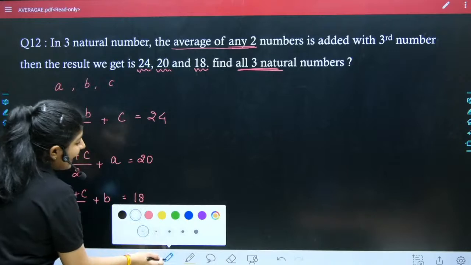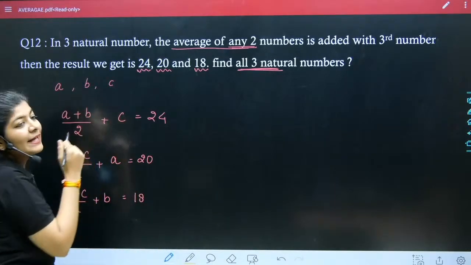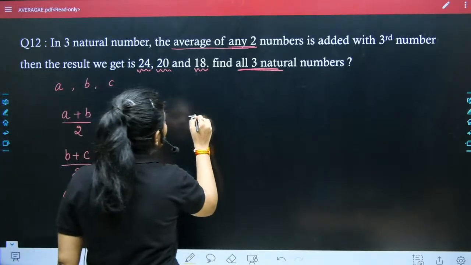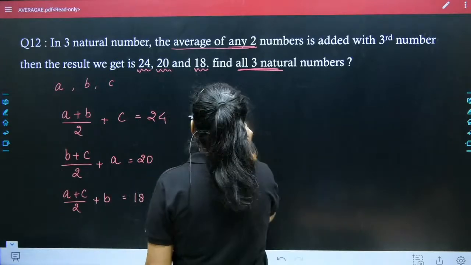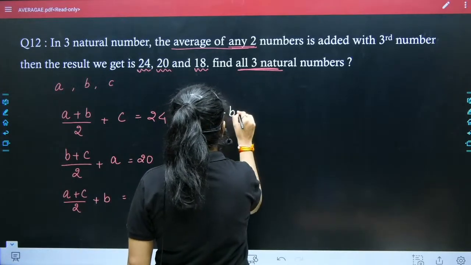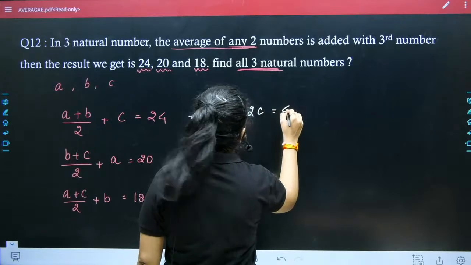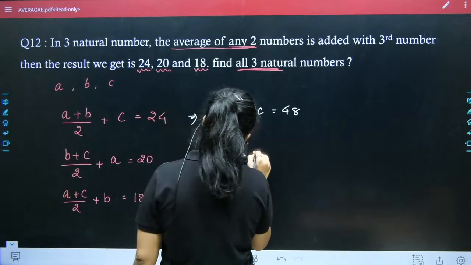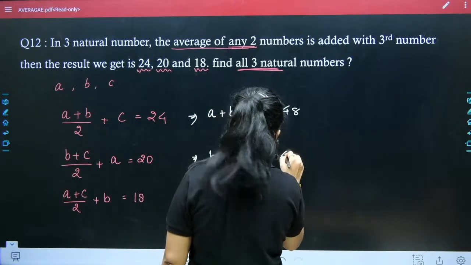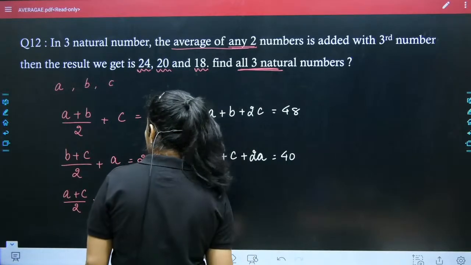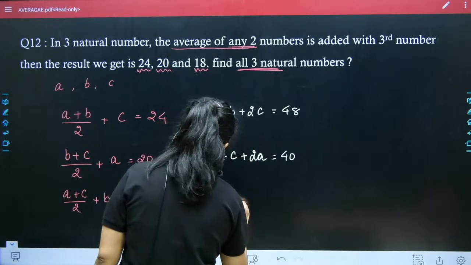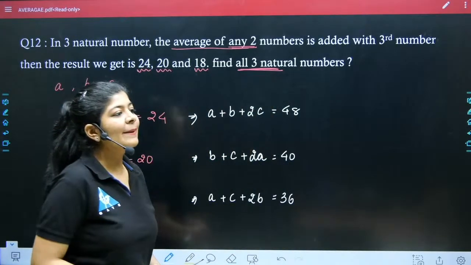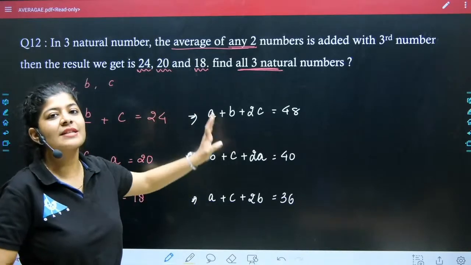Now I have to calculate the values of A, B and C. Whenever we have this type of question, you simply have to take the LCM, and we can write it as A plus B plus 2C equals 48. Here I can write B plus C plus 2A equals 40. And I can also write A plus C plus 2B equals 36. Now I have 3 equations and 3 variables.